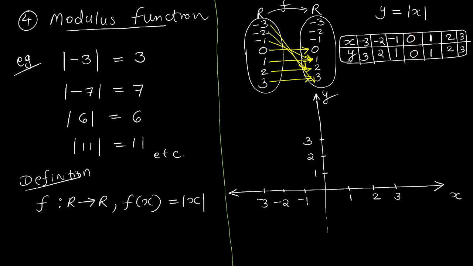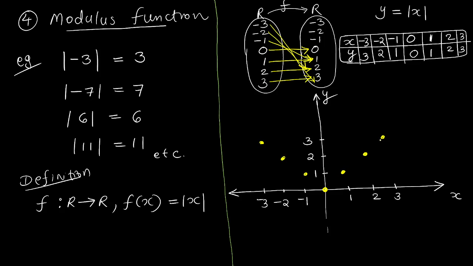0, 0. Where is 0, 0? It is at origin, 0, 0. Where is 1, comma 1? 1, comma 1 here. Where is 2, 2? 2, 2 will be here. 3, 3 maybe will be here. It's a rough plot. Minus 1, 1 will be here. Minus 2, 2 will be here. Minus 3, 3 will be here.